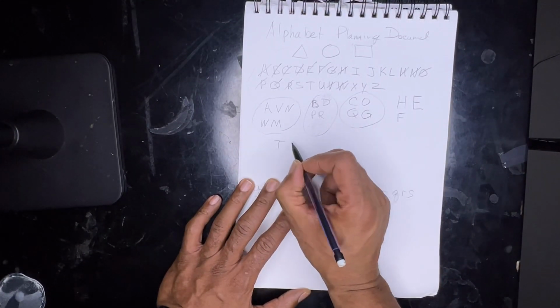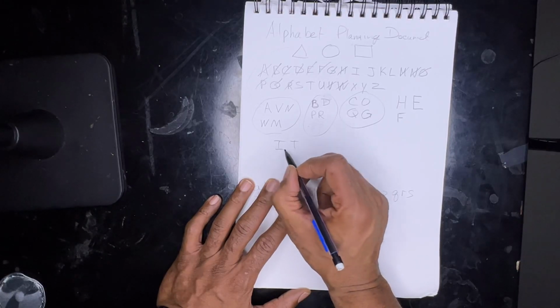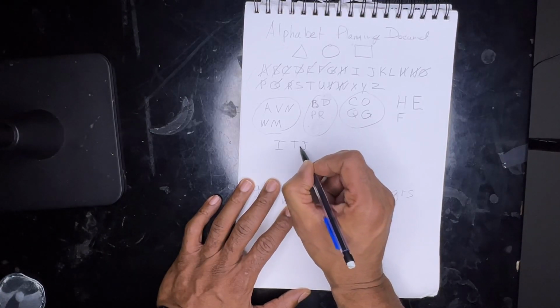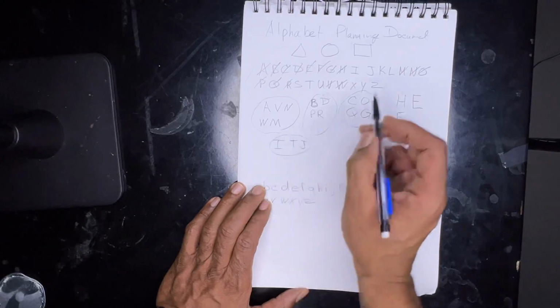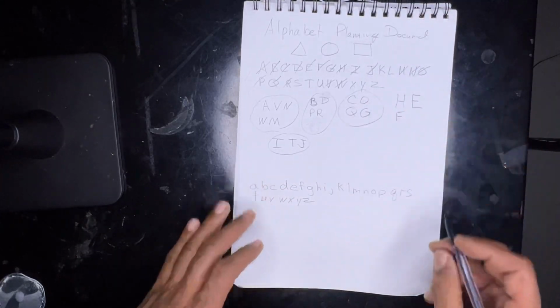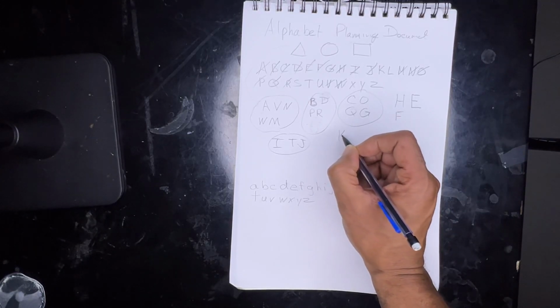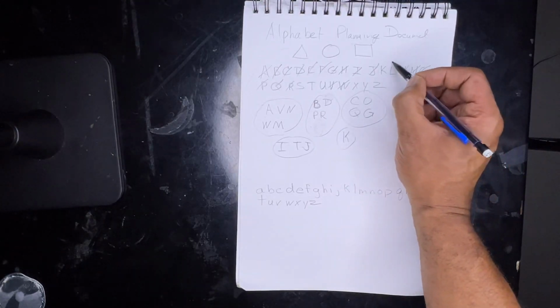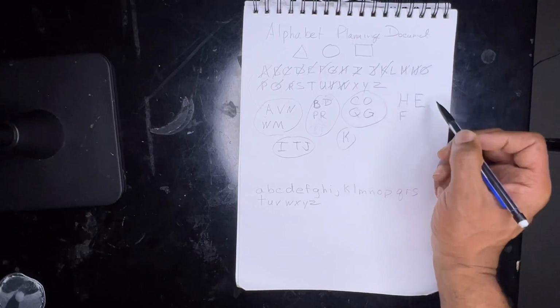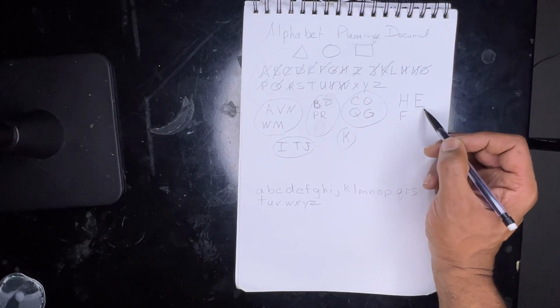I, T, and my J, they'll go together. K is a tricky shape. I think I may want to design K by itself. So I'll keep K by itself. L, I think I'll just put L over here because I have the same L structure in the letter E.